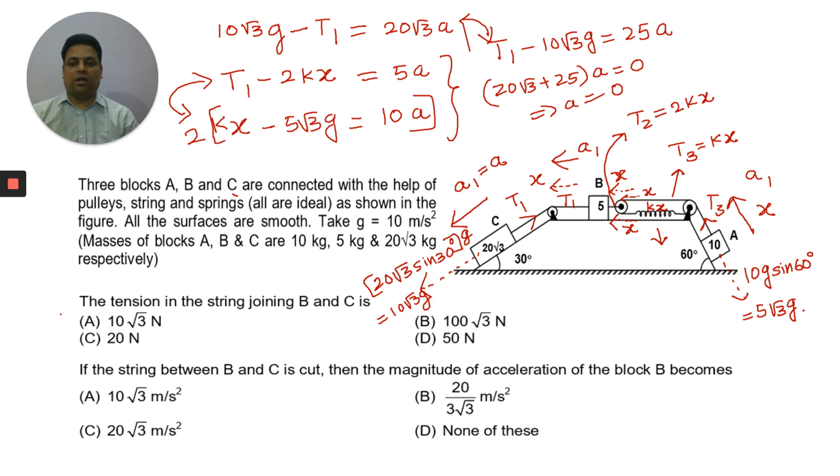So for the answer of the first question, you want T1. Shouldn't I say for this block C remains at rest? So T1 equal to 20 root 3 times g. So g is 10. So our answer would be 200 root 3 newtons.